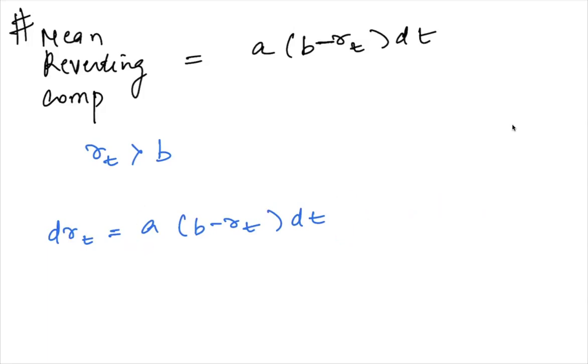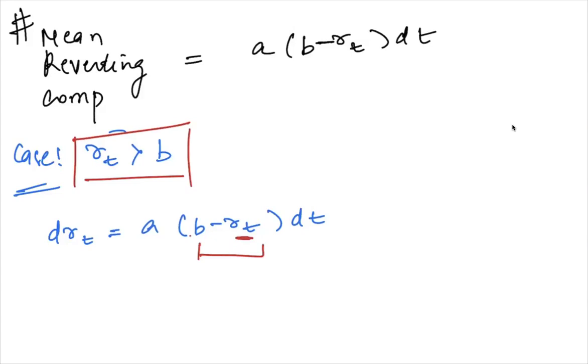Okay. So let's say our dRT is equal to the mean reverting component, or deterministic component. Tell me one thing. Case one is when RT is greater than B. So when RT is greater than B, what will this be, positive or negative? Can you all tell me? When RT is greater than B, will B minus RT be positive or negative? Correct. This will be negative, right?